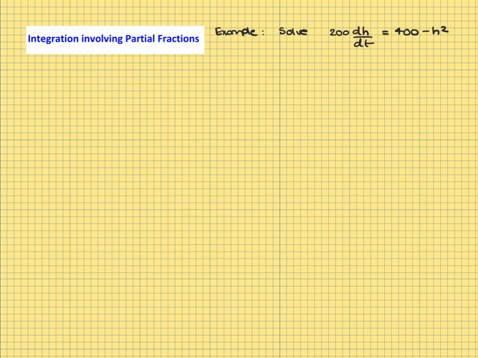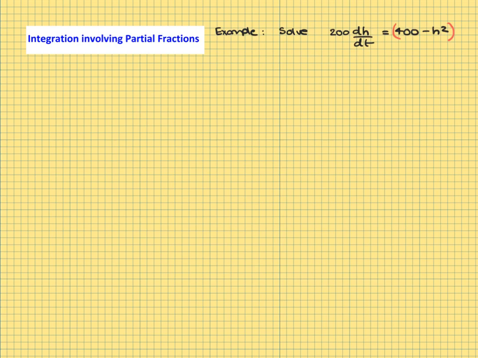So we're now going to look at differential equations which require knowledge of partial fractions before you can actually carry out the integration. Now, the example I've chosen, I picked because I've seen people make a lot of mistakes by trying to add h squared to both sides to separate the variables. We saw a similar example but without the square feature previously, and you need to make sure you think of this 400 take away h squared as a single entity.